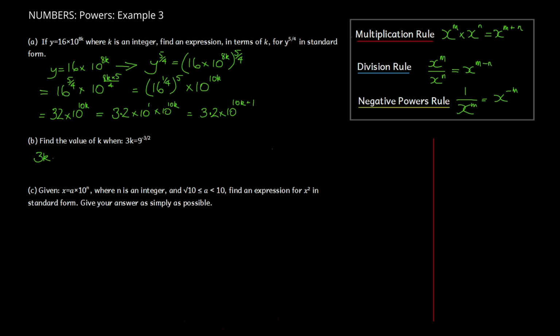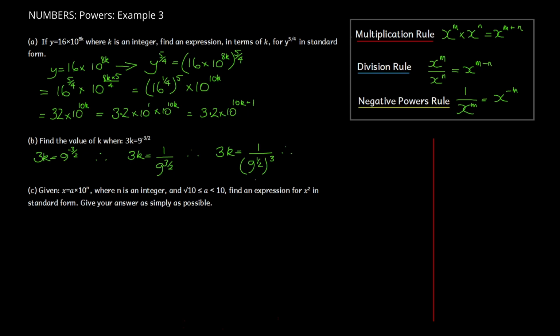Let's look at B. 3k equals 9 to the negative 3/2. Well, the first operation I've always recommended is get rid of that negative power. So we get 3k is equal to 1/9 to the 3/2. Now we've got to split that 3/2 into two operations, the half and then raise it to the power 3. So this becomes 3k is equal to 1/9 raised to the power of a half, and then all cubed.